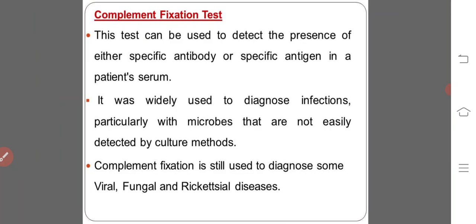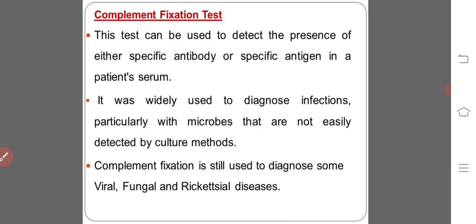The complement fixation test does not depend on hemagglutinin activity of the virus, but the antibodies must fix the complement and the sera must be free of anti-complementary activity. This is very important. The sera should not contain any anti-complementary antibodies or substances. The test has been superseded in many instances by newer tests such as enzyme immunoassay.